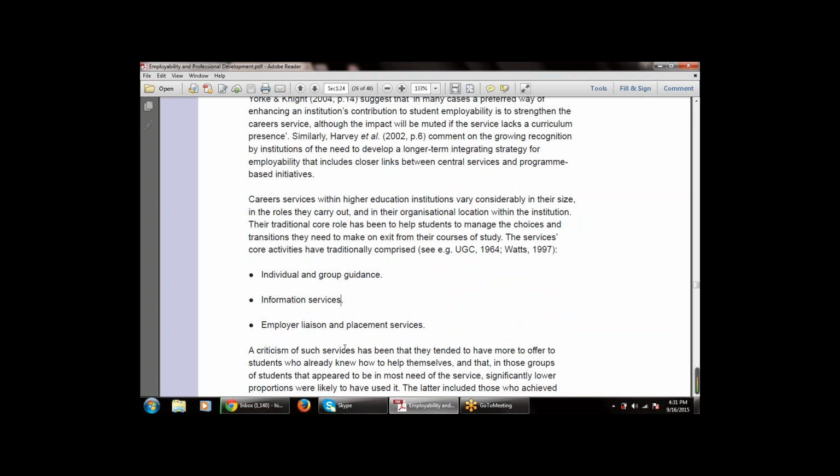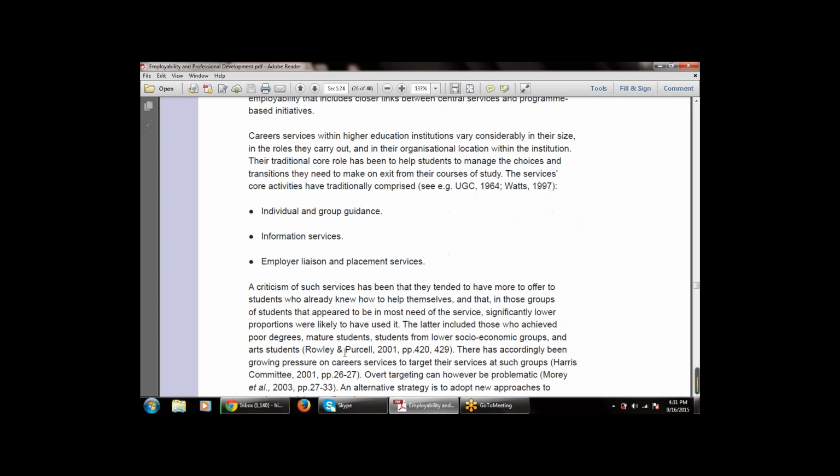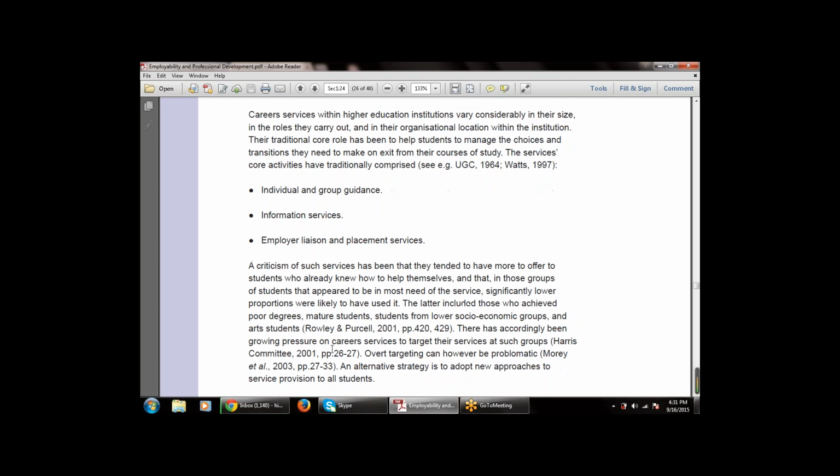And the criticism of such services has been that they tended to have more to offer to students who already knew how to help themselves. That is, they motivate the person who helps other students too in getting the career services, rather than the group of people who appear to be in most need of the service.